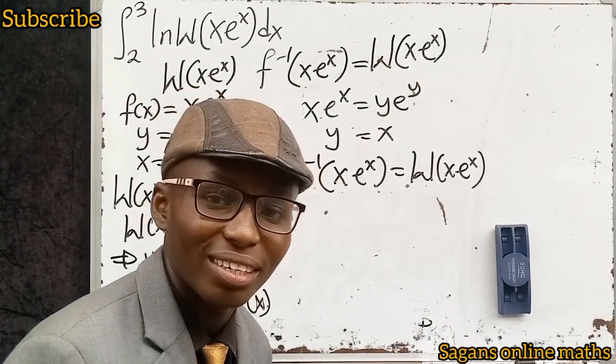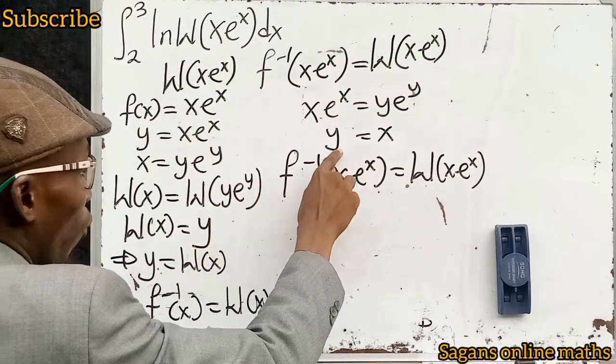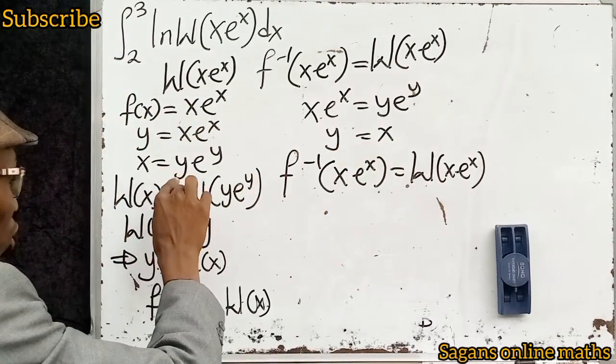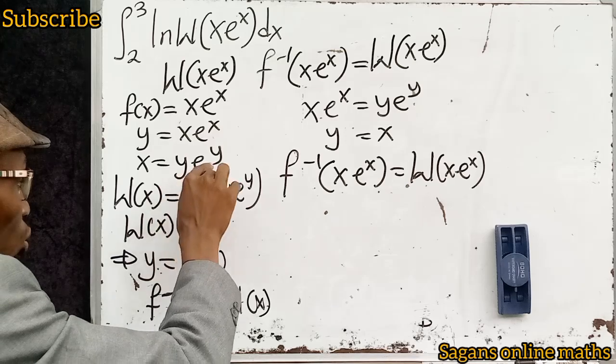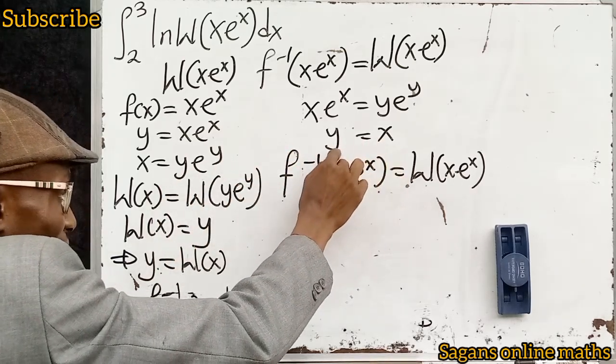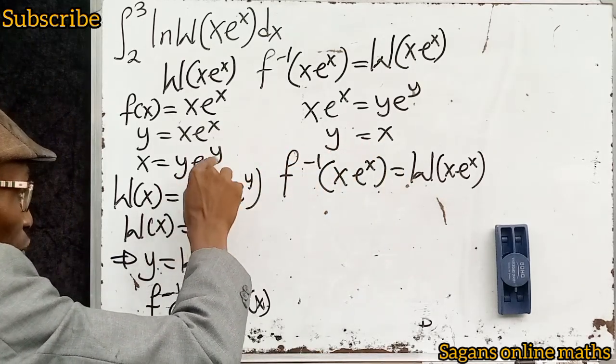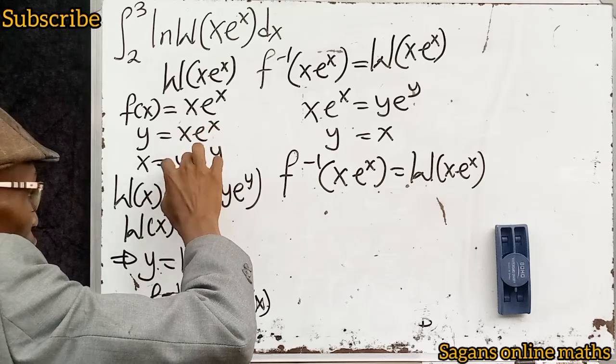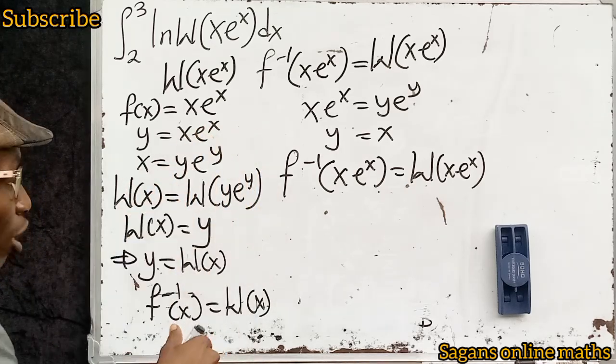Is it not simple? Look, y is equal to x, and we can see that s is equal to y multiplied by e to y. If s is equal to y and y is equal to x, if you put x here and put x here, that means the outcome of this is just x.